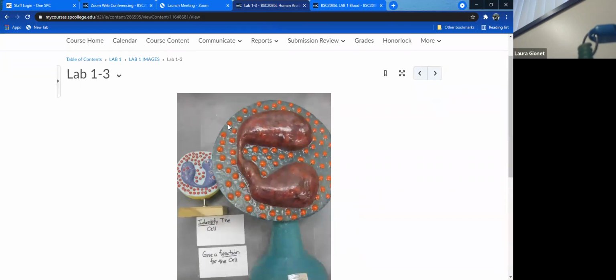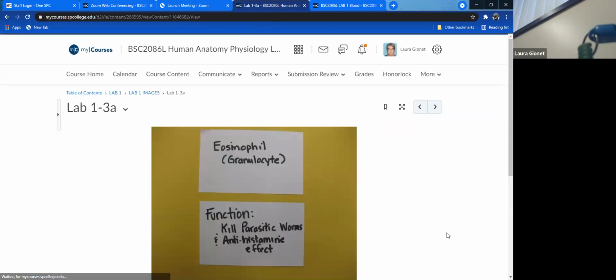All right, here, look, orange granules on this model. I don't like using the little one because they're not really that orangey, but I like the big one. So here we have a big model with orange granules. Oh, orange granules, EO orange. It's an eosinophil, kills parasitic worms or elevates with parasites, has an antihistamine effect, produces antihistamines.